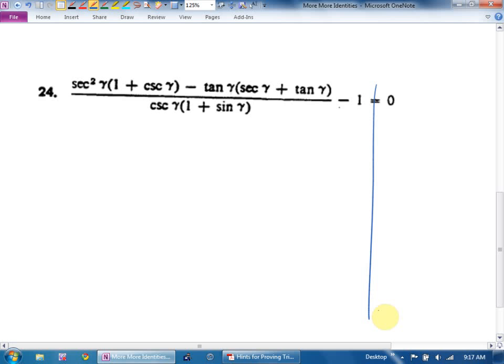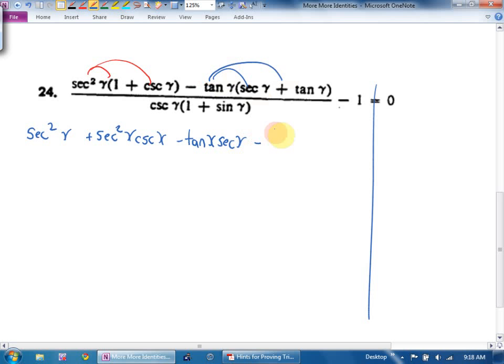So I'm going to go boom, boom, secant squared, whatever the heck that thing is. Looks sort of like a V. I should know what that is. I can't remember now, though. Plus secant squared cosecant, and then it's going to be minus tan secant and minus tan squared, all over.